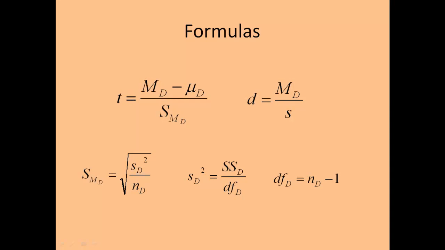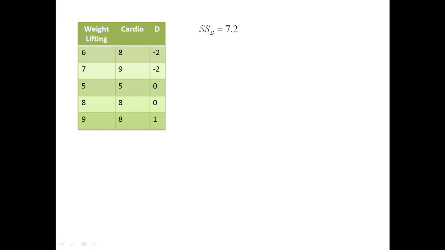And back to the formulas. Now that we know our sum of squares for the D-score, we can calculate everything else. Assuming that you can calculate the sum of squares of the D-scores, that equals 7.2. We know our degrees of freedom is going to be the number of D-scores, which is 5, minus 1, so our degrees of freedom equals 4.